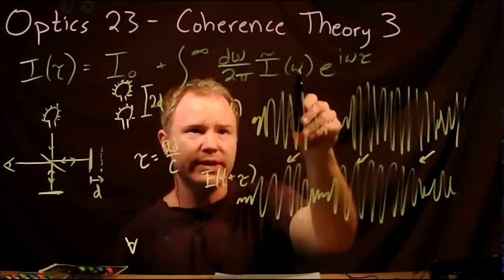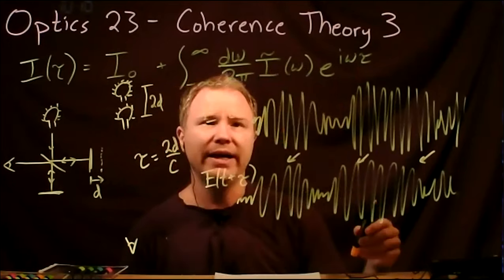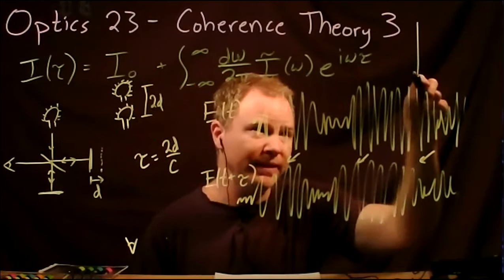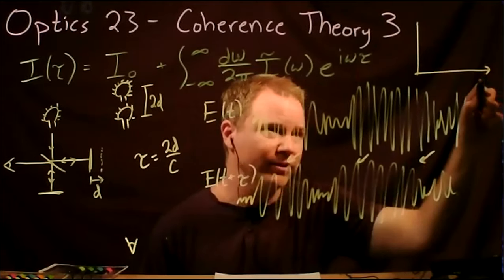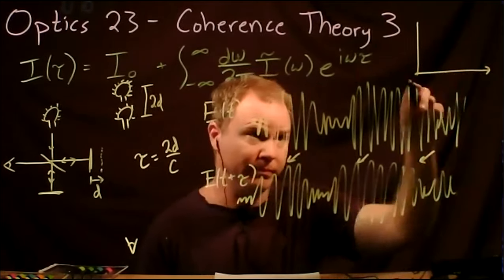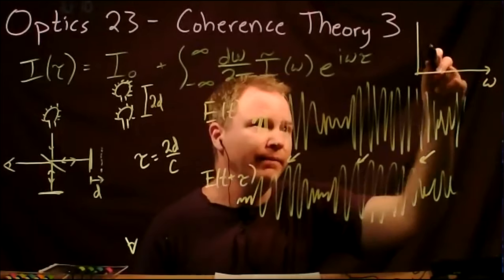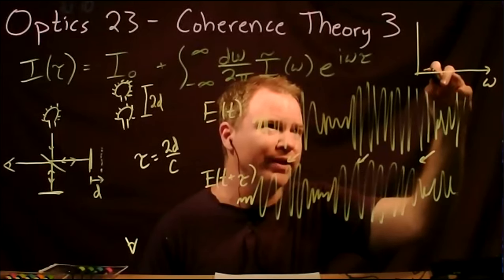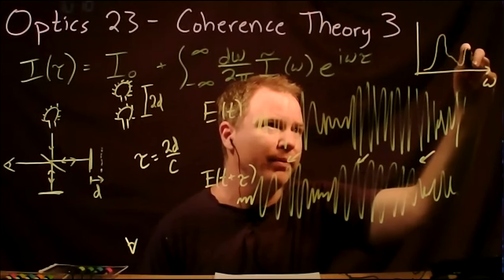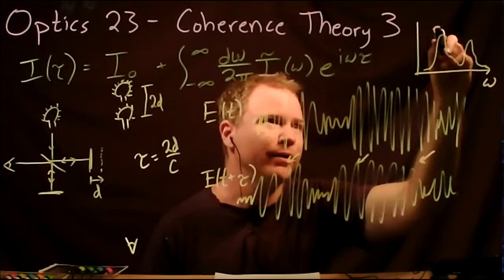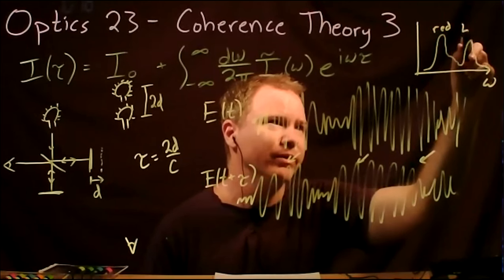Let me just remind you of what this I tilde of omega means. It's the spectrum of the light. If I plot this as a function of frequency, or angular frequency omega, and say I had some source that had a little bit of red and maybe a little bit of blue, let's say a purple source, there's some at some red frequency and some at some blue frequency.